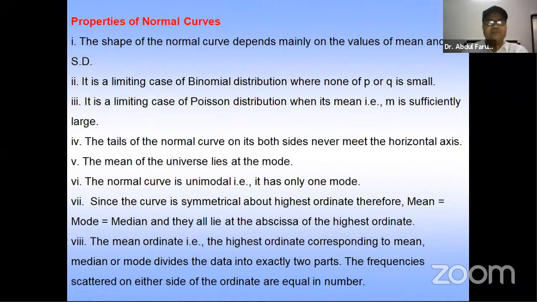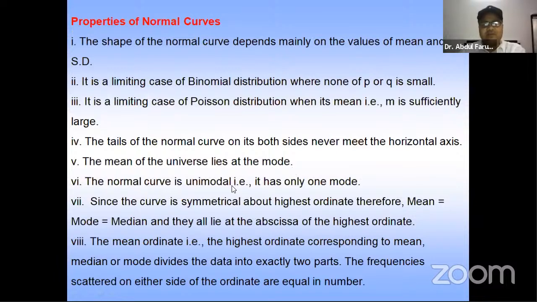Now properties of the normal curve. The shape of the normal curve depends mainly on the values of the mean and standard deviation. It is the limiting case of the binomial distribution where neither P nor Q is small. It is the limiting curve of the Poisson distribution where its mean, that is M, is sufficiently large. The tails of the normal curve on both sides never meet the horizontal axis. The mean of the universe lies at the mode.